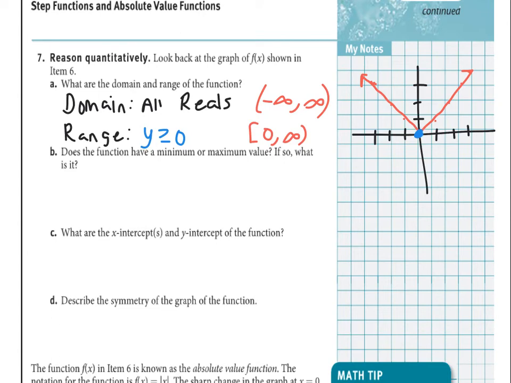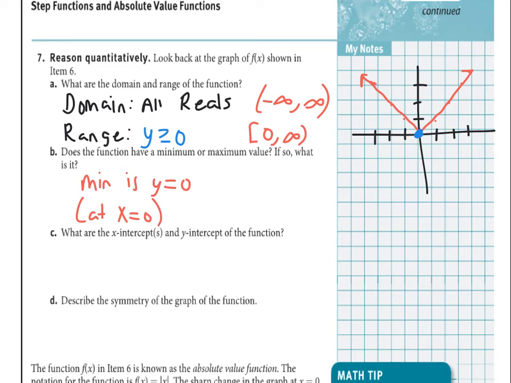All right, does the function have a minimum or maximum value? We talked about that when we talked about the range. It has a minimum value, okay, and the minimum value is y equals 0. When we talk minimums and maximums, we're talking about the y value, and it just so happens to occur at x equals 0. But the actual minimum itself is because the y value is 0.